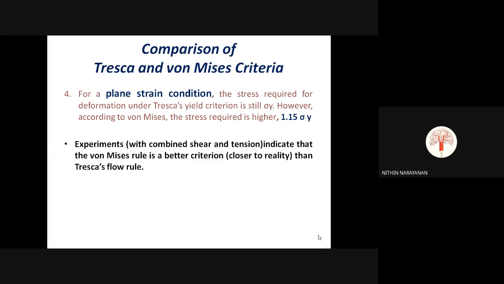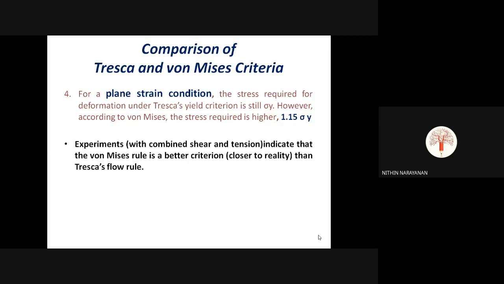In forming and forging operations, the commonly used yield criteria are Tresca and von Mises. What is the Tresca criterion? What is the von Mises criterion? They are represented in terms of the principal stresses, sigma 1, sigma 2, sigma 3 in 3D, and sigma 1, sigma 2 in 2D. Then after that, we compared the two criteria.